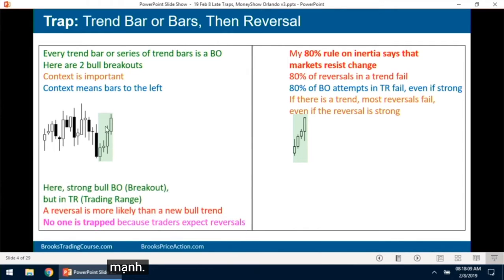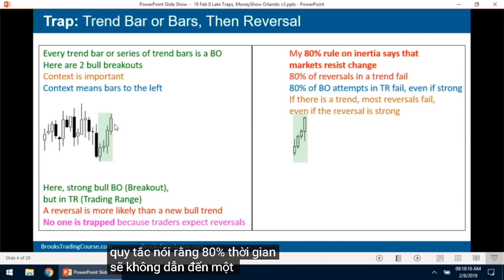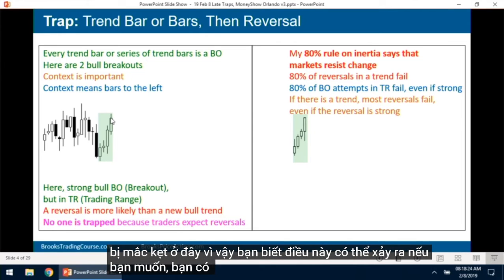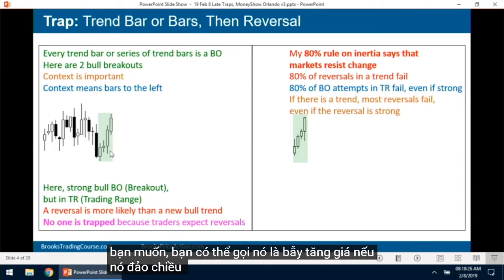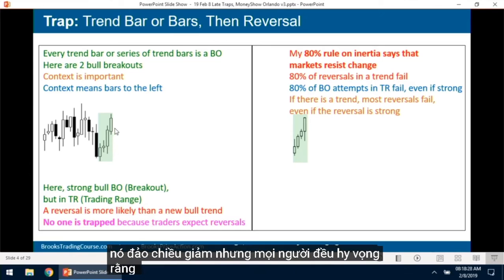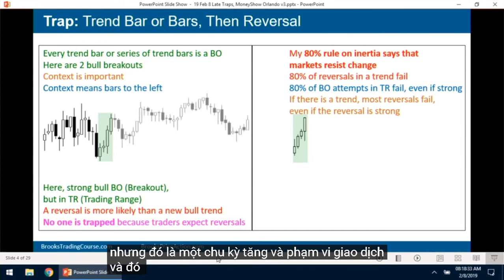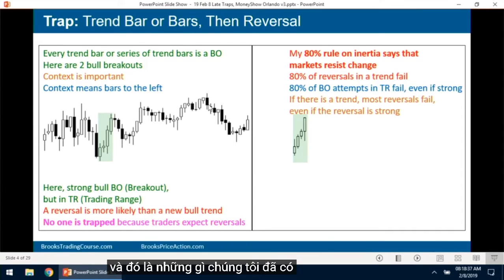leading up to the breakout, the market's in a trading range. And my 80% rule says that 80% of the time, that's not going to lead to a trend. What it will do is lead to a continuation of the trading range. And no one's really trapped here. You can call it a bull trap if it reverses down, but everybody expects that this is not going to lead very far, that it's a bull leg in a trading range. And that's what we had. There was a rally. We got a little bit more up, a wedge top, but then back down.